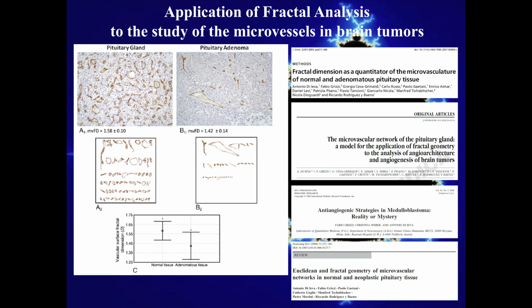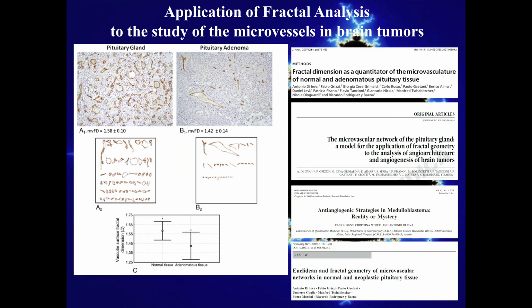So to test this model, we started with the application of fractal analysis to a very simple model. A simple model for me was the pituitary adenoma. In the brain, there is a very small gland, but which is very important. It is the master gland because it controls all the hormones of the body, the pituitary gland. The pituitary gland has a transformation into a benign tumor called pituitary adenoma. We know very well that the pituitary gland is more vascularized than the pituitary adenoma.